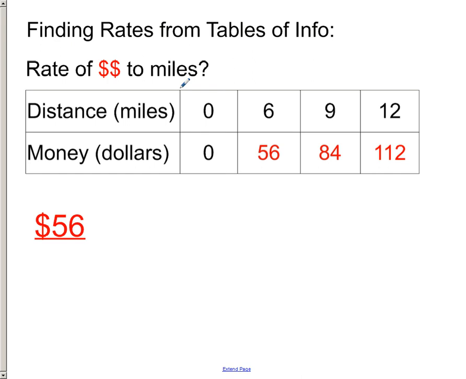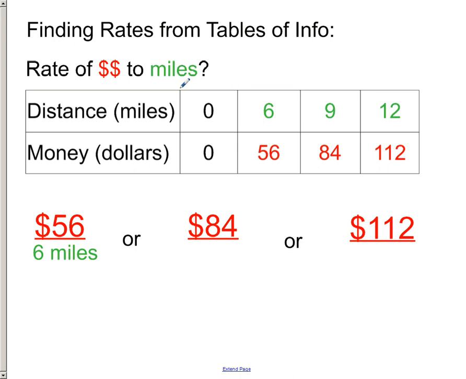So we can use the 56, we can use the 84, and we can use 112. And if you notice, I've got the beginning of a fraction set up, and we're putting money on top. And it wants miles second, so the 6 miles goes with the $56. So let's put that underneath there. The 9 miles and the 12 miles. And again, when you look at these rates, yes, I did take time to actually label the numbers because a rate has to have labels, okay? And it wants a rate, not a ratio, it wants a rate.